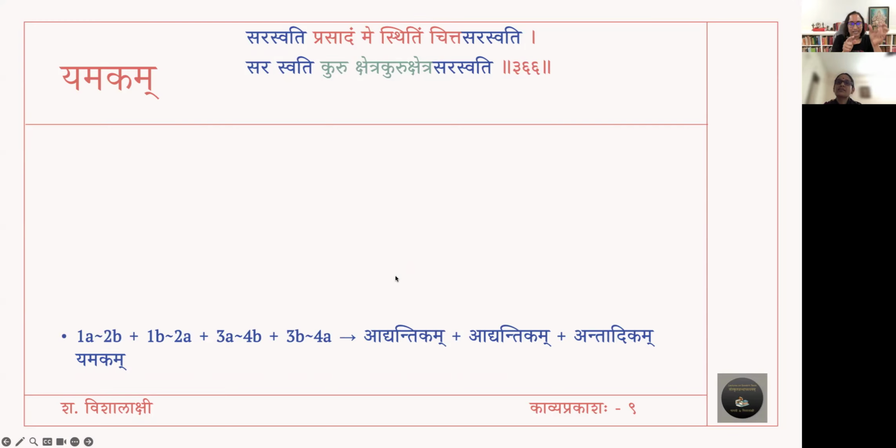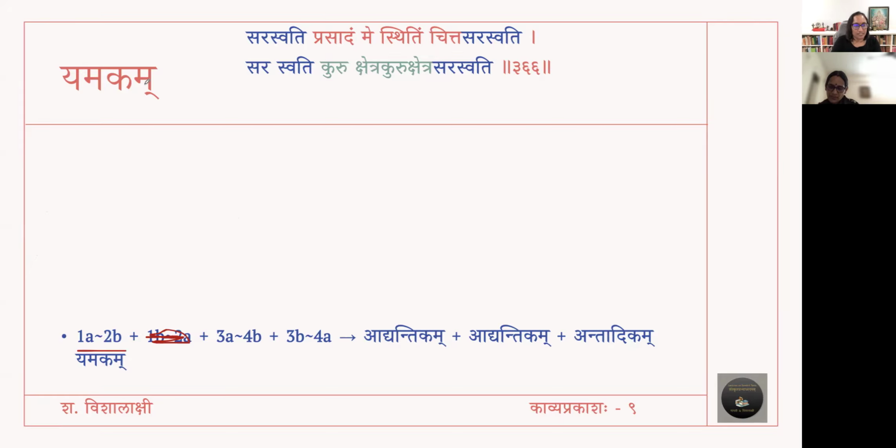In prasadam me there is no repetition there at all, that is why I did not mark it. Sorry, I was right in my earlier note: prasadam me sthitim chitta, there is no repetition here at all. There is only a repetition in the second section. I'll need to remove this. Sorry, so this is not there. It is correct. So the first one is Adyantikam.